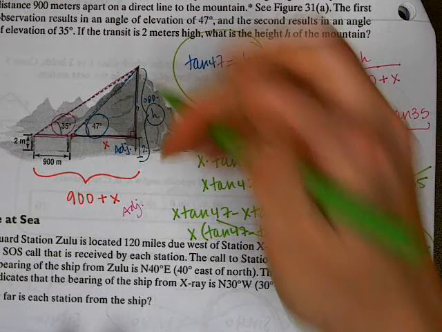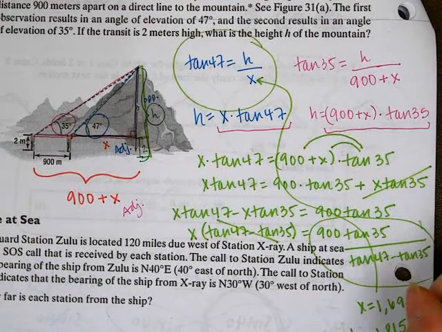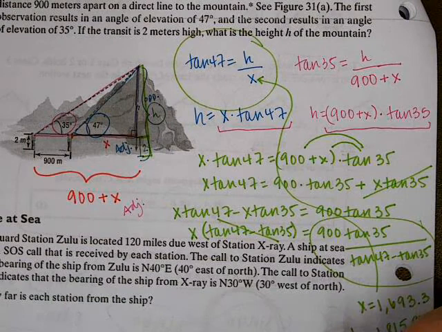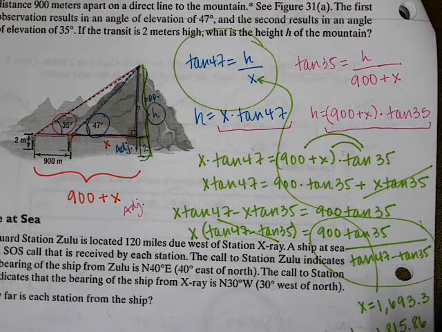But remember, that's only the height of the triangle. Now we just need to add 2 to get the height of the whole thing. Okay, so if you add 2, the total height's going to be about 1,817.86. And that is in meters.